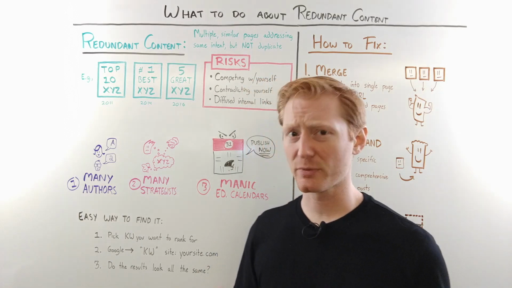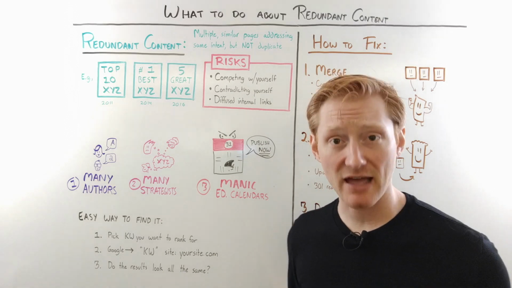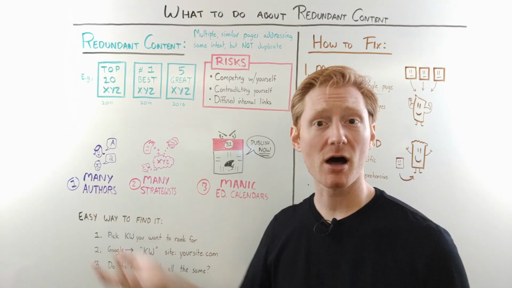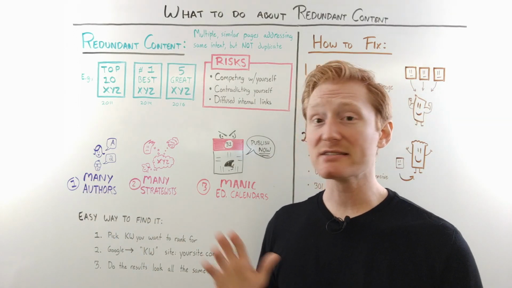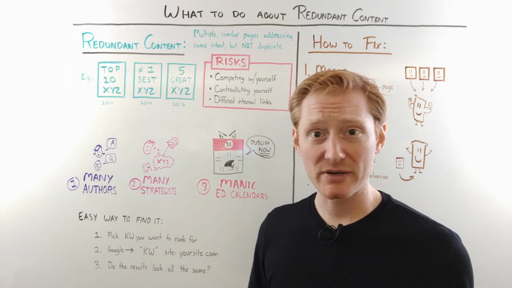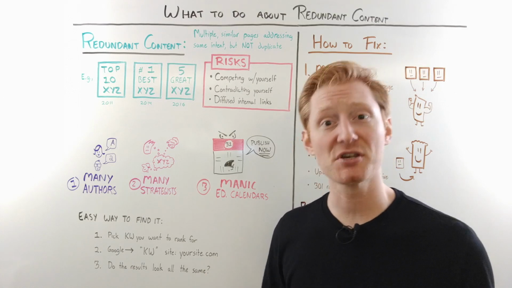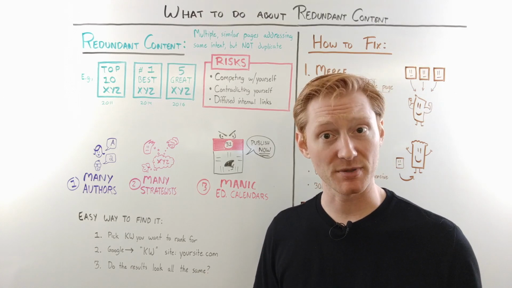Well, there are 3 really common causes of redundant content that I've seen. Some people have many authors contributing to their blog, and this is not a bad thing to have so many authors. In fact, it's one of the reasons why companies have a lot of the content they have. They get a bunch of employees to contribute content to the blog, and that's good.